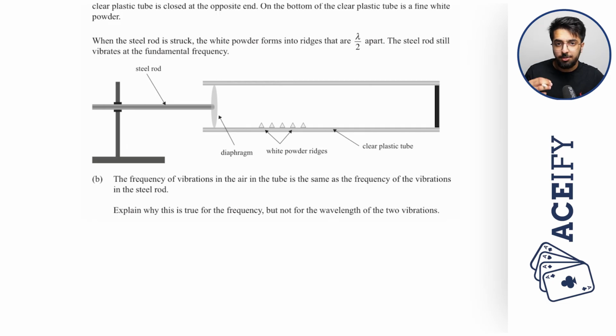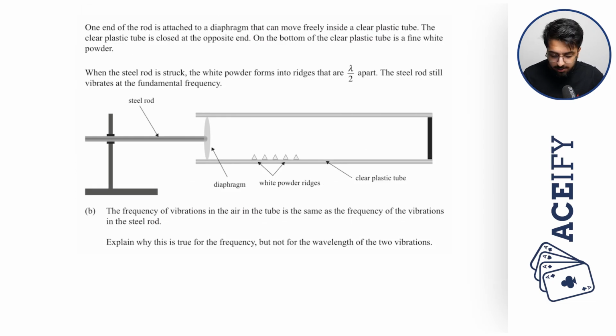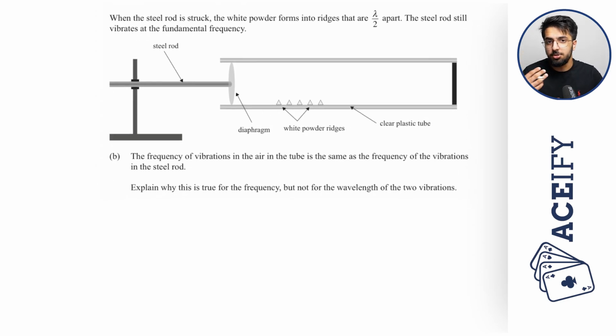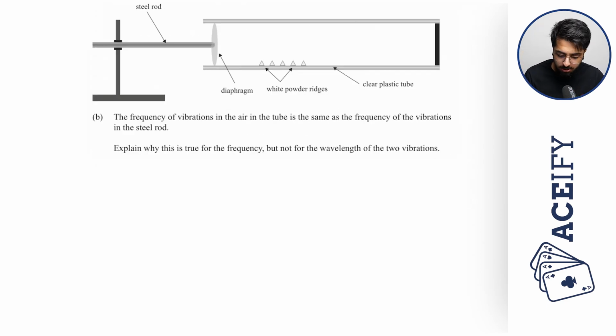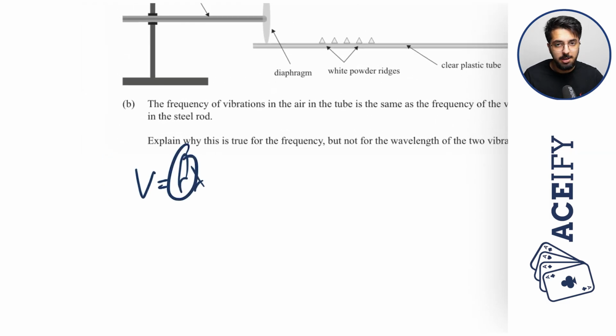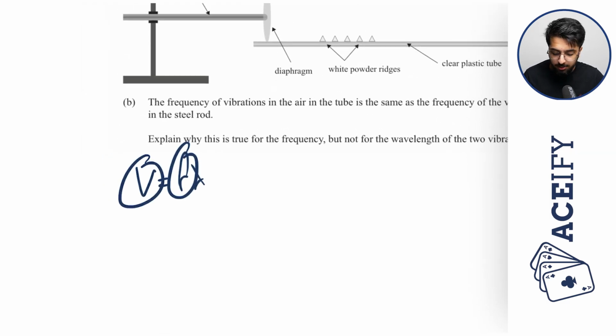However, the wavelength is different because of the difference between the wave speed within the steel rod versus the air inside the tube. The wave speed within the steel rod is faster compared to the wave speed of air within the tube. And so we can go through this using two approaches. Our first approach is using v = f lambda, and therefore saying as our frequency is the same in both cases, but our wave speed is different, our wavelength must be different.